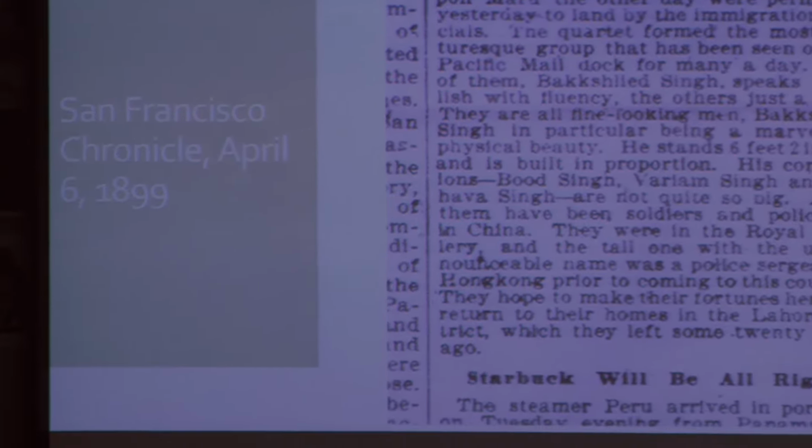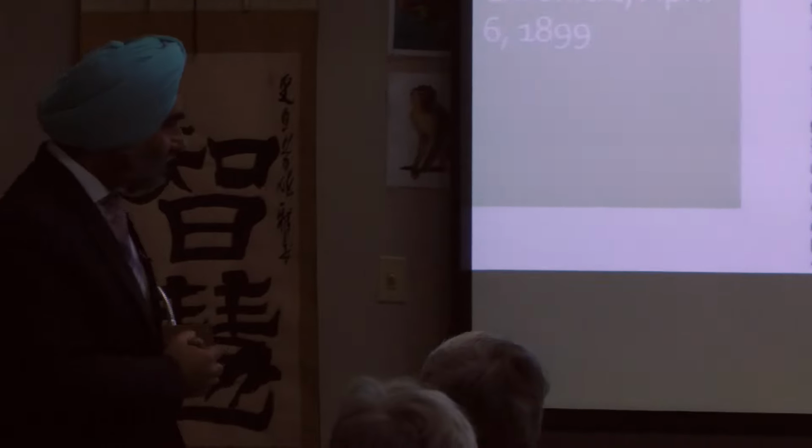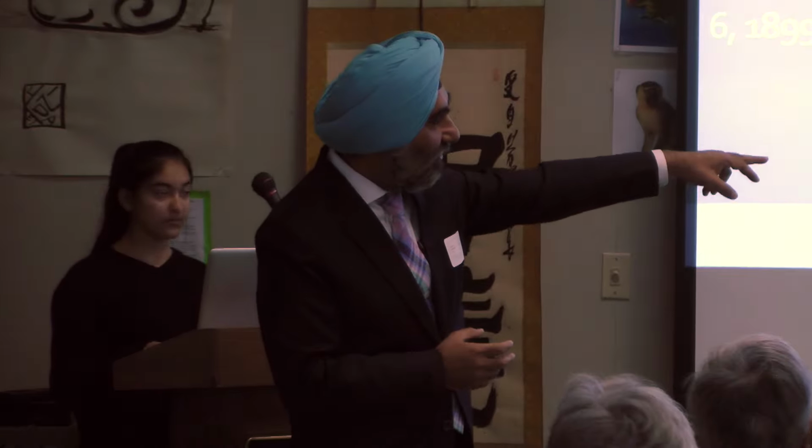The point I'm trying to make is all of them have been soldiers and policemen in China. They were in Royal Artillery, and the tall one with the unpronounceable name was a police sergeant in Hong Kong prior to coming to this country. So they say at the bottom they hope to make their fortune here and return to their homes in Lahore district. The Lahore is now in Pakistan. So they've been out of their home for 20 years.